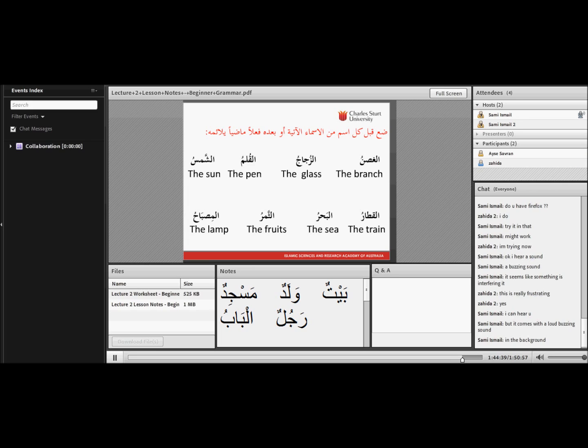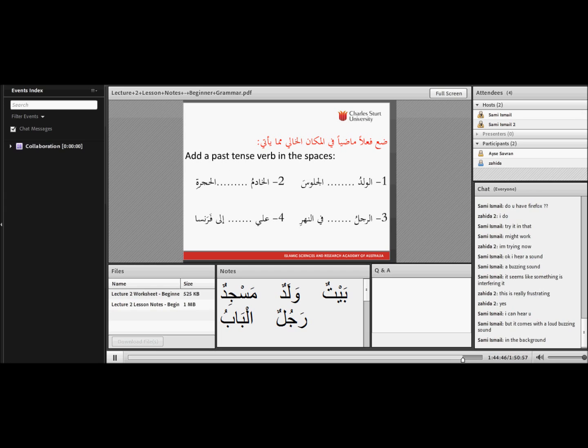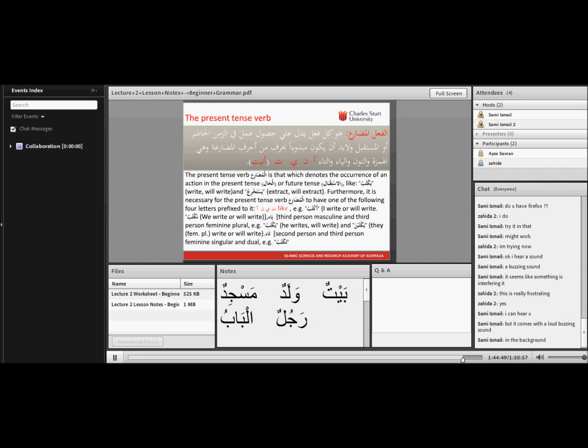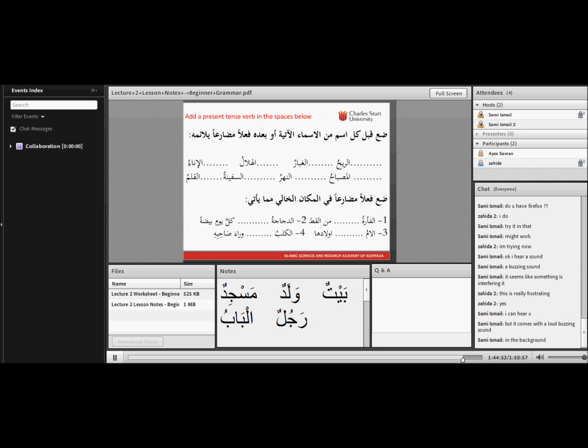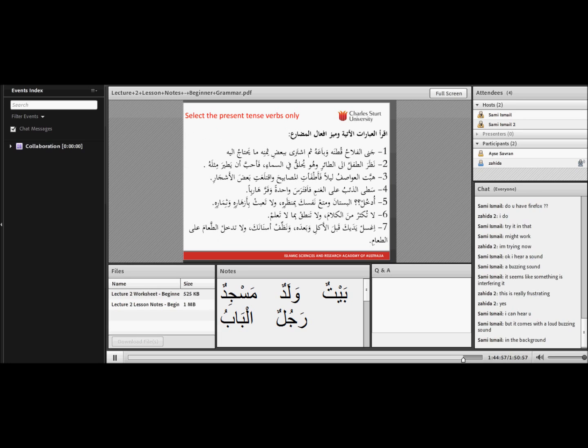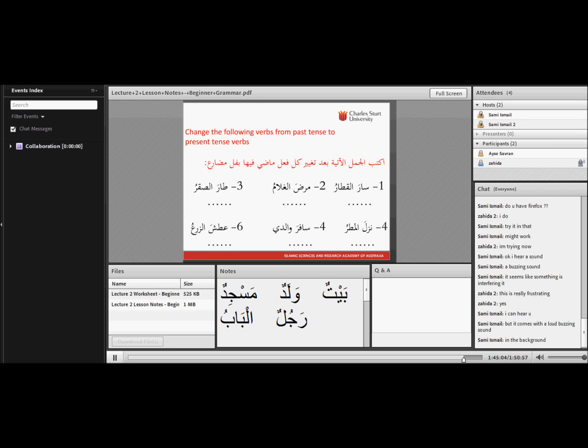So basically we're just trying to add some fi'l madi in this one. So we'll go to the next exercise. We have about 10 minutes. We'll go to the fi'l mudari. Yeah, these ones, they don't have the harakat. It's a bit hard. I'll change the form from past tense to present.